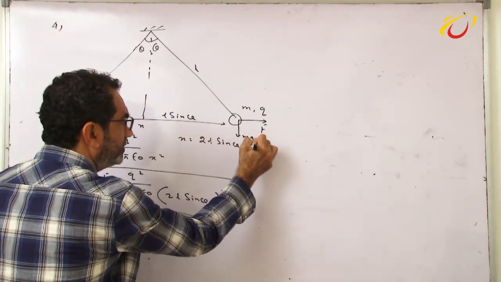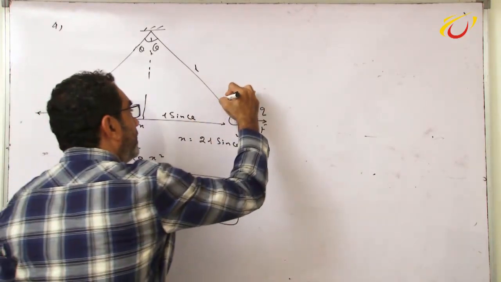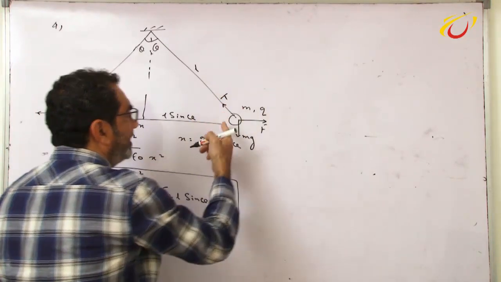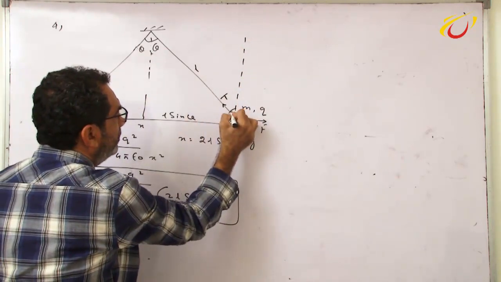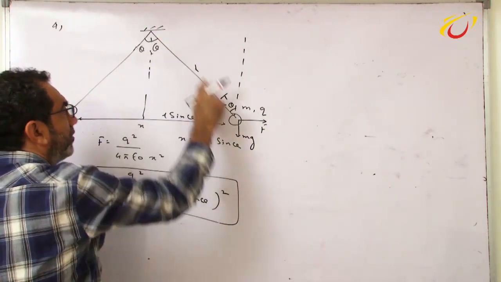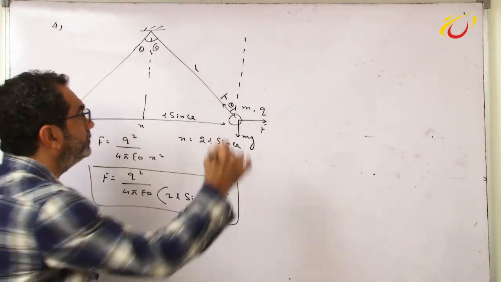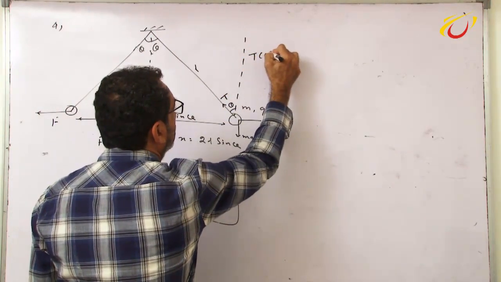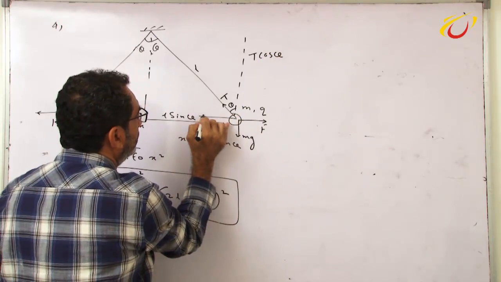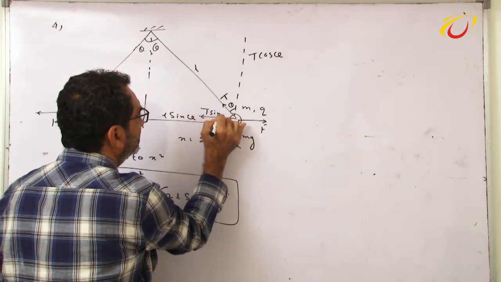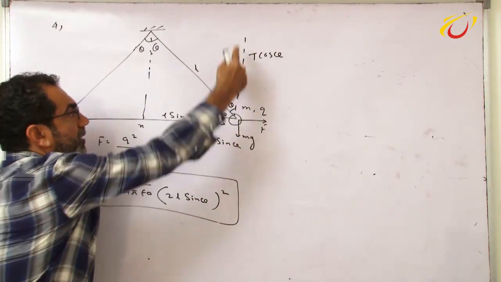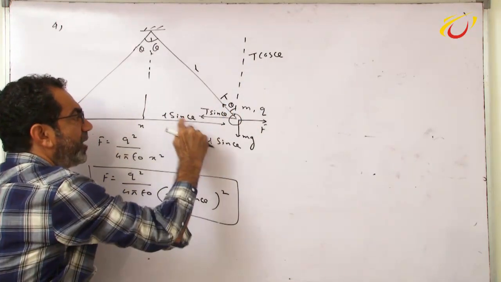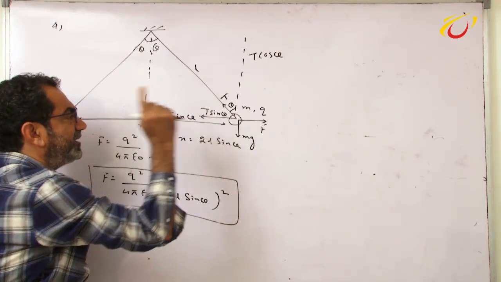Now we'll make its FBD. Weight will be downwards. Here, this will be tension. This angle is theta, this will also be theta, alternate angle. This will be T cos theta, and this will be T sin theta. T cos theta is along the angle, and perpendicular to this is T sin theta.